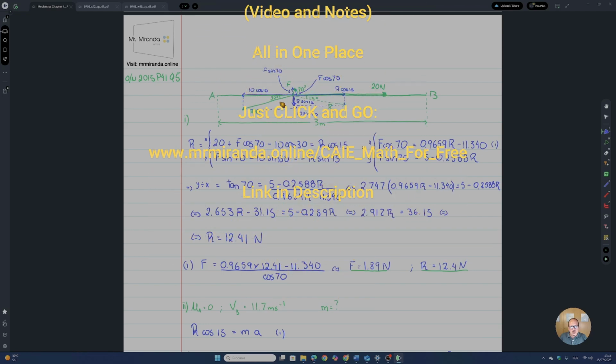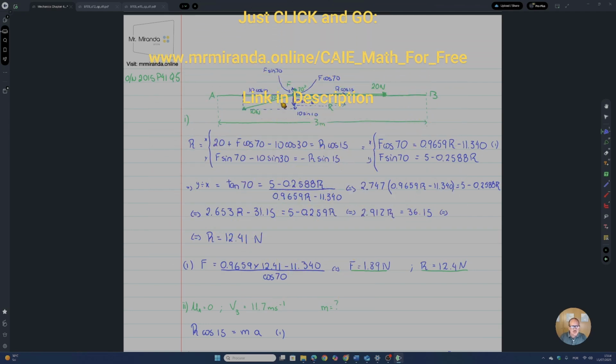Let me just see here one thing. Yes, it's not cosine of 10. It's cosine of 30. That should be 30 over there. I don't know why I put 10. This is supposed to be 30. Let me just correct this very quickly, otherwise I will forget. So that is going to be 10 cosine of 30.